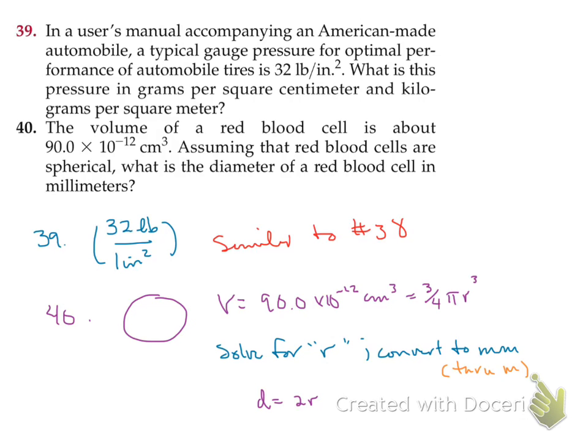So actually, we can get R cubed from this in centimeters, right? Okay, then we have to convert that to millimeters. Don't forget, that is actually going to be your R, so of course diameter is twice that. Okay? Any questions? All right.